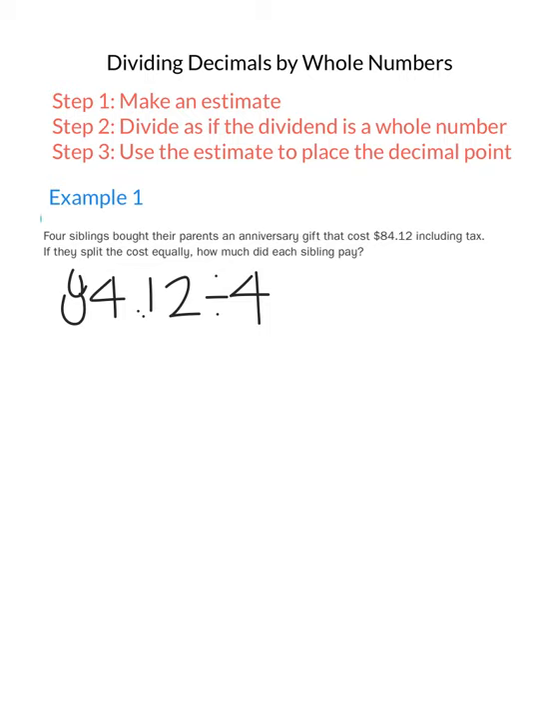And that's going to be our number model, like I said, for the whole thing. So if I'm looking to turn that into an estimate, I just want to do easily computable math facts. So I would make this estimate $80 divided by 4 siblings equals 20. So that means that each sibling paid about $20 for their parents' gift. So that's step 1.